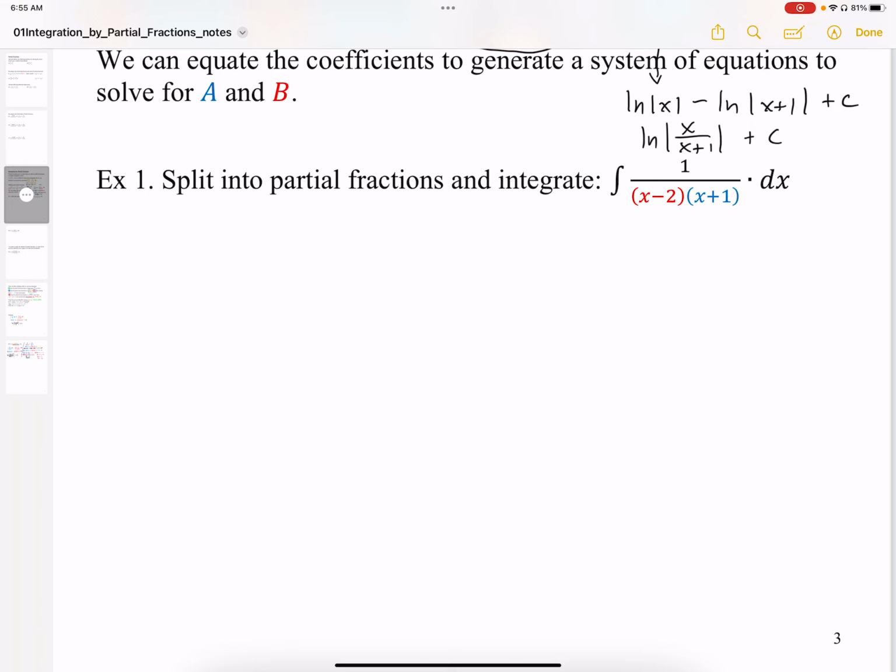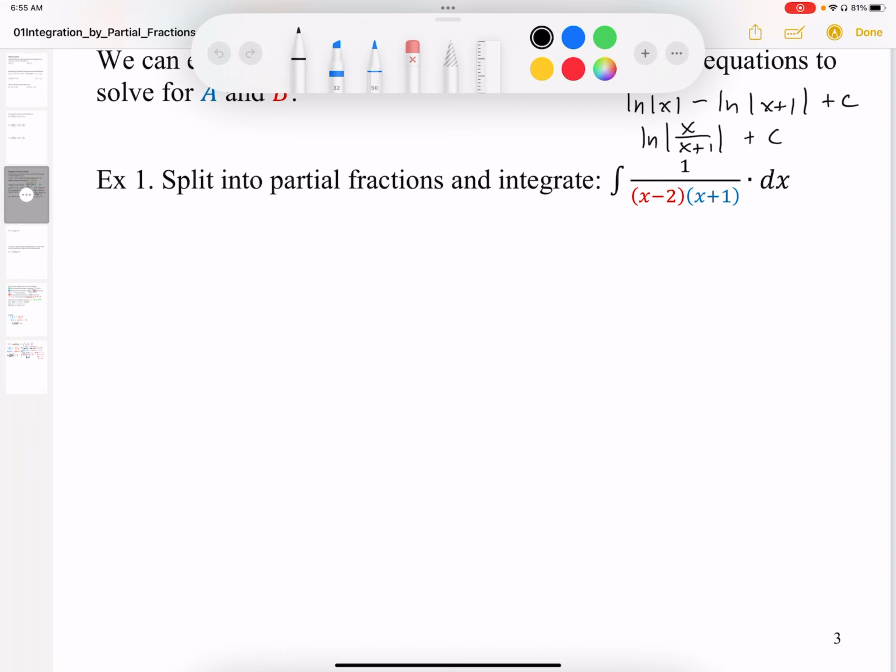So we will split this next example into partial fractions and integrate. So here we have 1 over x minus 2, x plus 1. So I'm going to split this into partial fractions. So for the x minus 2, we have a denominator x minus 2, and we're going to give it a coefficient a, plus our coefficient b with our denominator x plus 1.